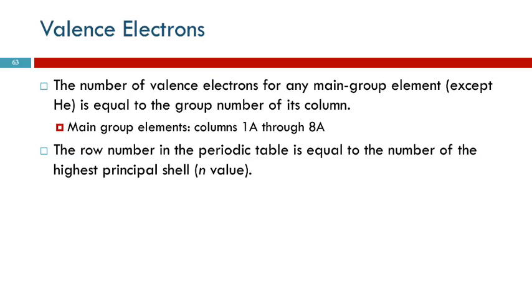So the number of valence electrons for any main group element except helium is the group number of its column. And the row number, the period number, tells us the highest principal shell. So if it's in period 3, the highest principal shell where the valence electrons are is 3.